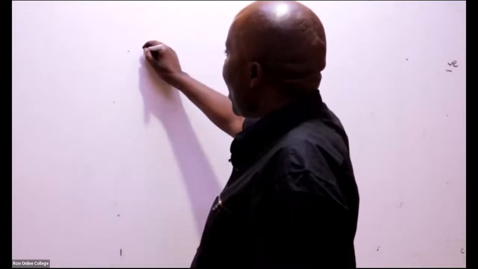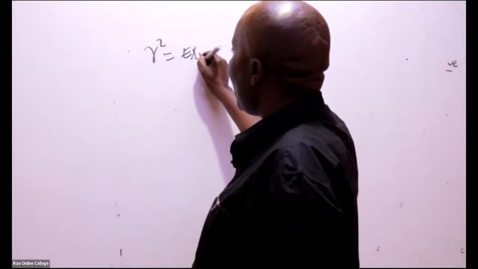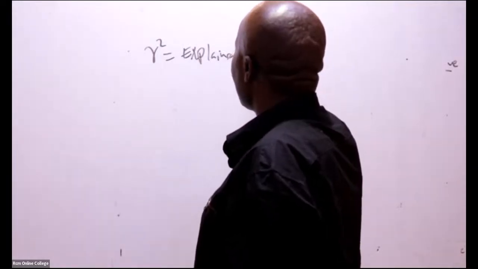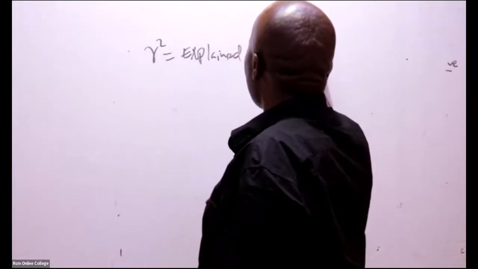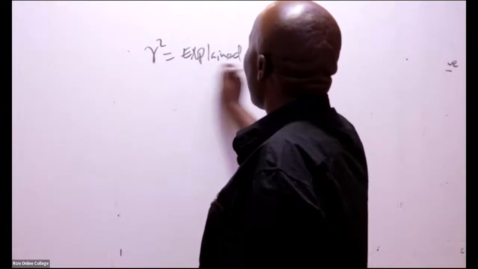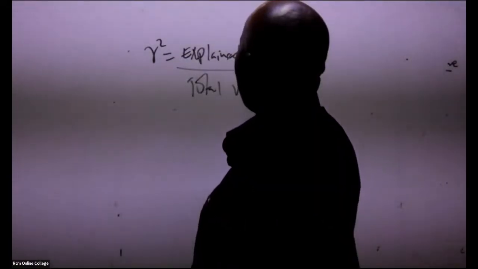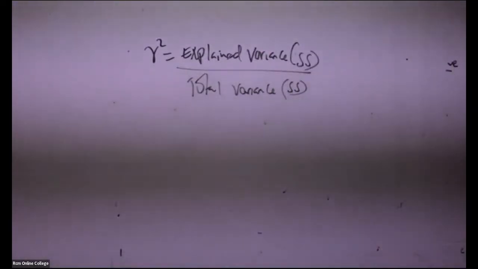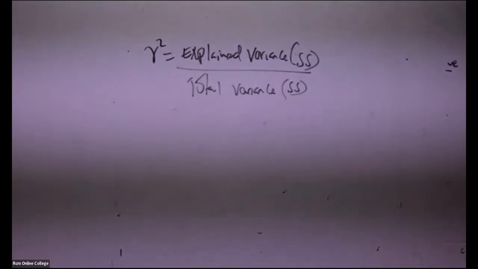To get this R squared, we shall take the explained variance in terms of sum of squares over the total variance, again in terms of sum of squares.